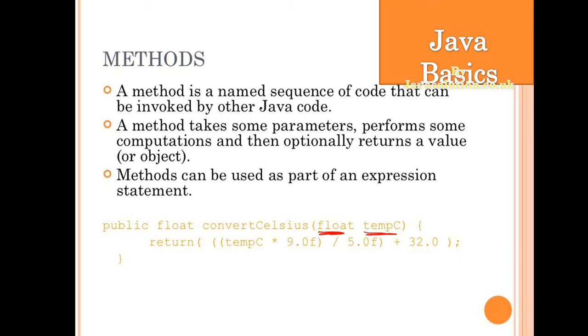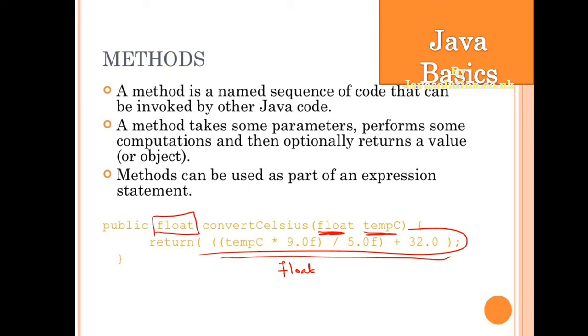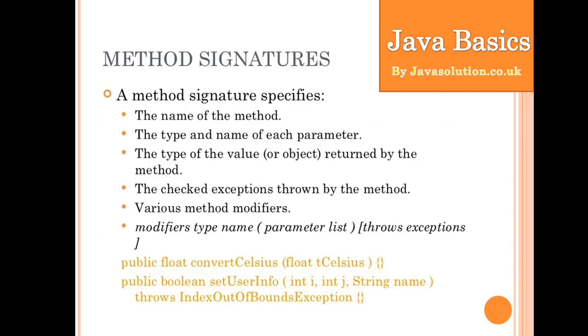It performs some computation, as you can see here, and then optionally returns a value or object. If this computation is returning something, for example float or int, then we need to specify that my method returns something, right? So let's say you promise that your method will return something, and inside you don't have any operation which will return some float value, then you will get a compile time error. Methods can be used as a part of an expression statement.